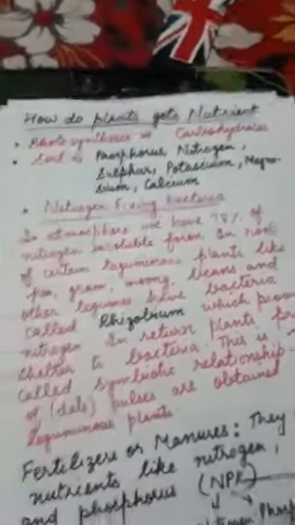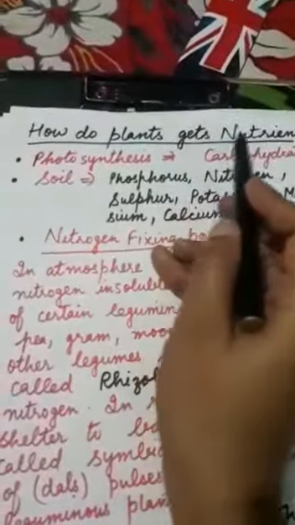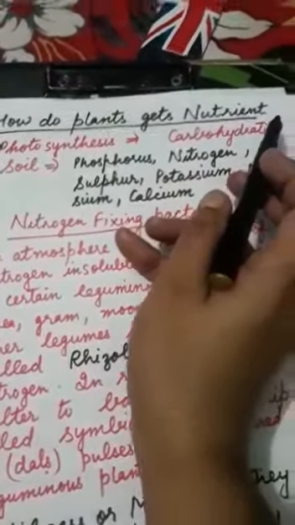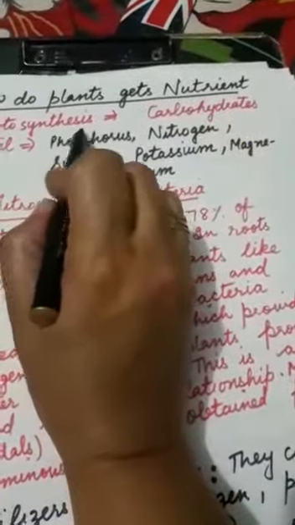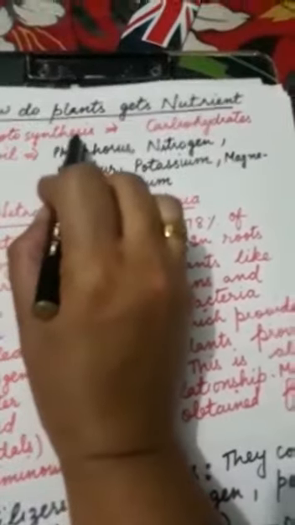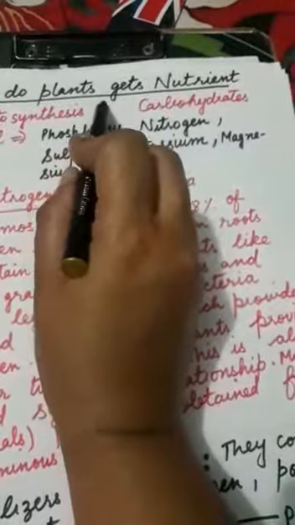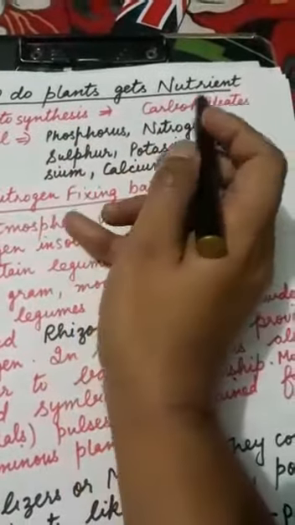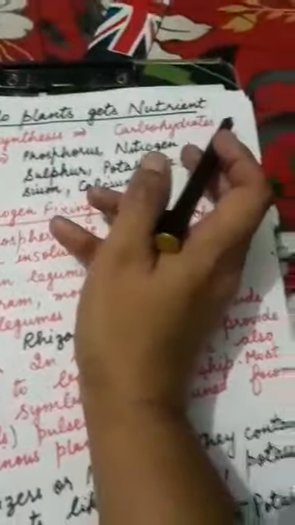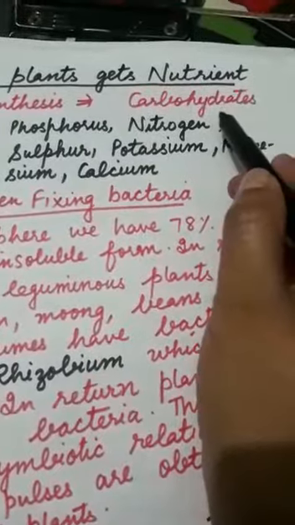Now, students, our last topic of this chapter is how do plants get nutrients? In the very starting of the chapter, we have done photosynthesis, in which plants make their own food with the help of carbon dioxide, chlorophyll, and other raw materials. At the end, the end products were carbohydrates plus oxygen. And excess of carbohydrate, excess of food that is stored, is called starch.